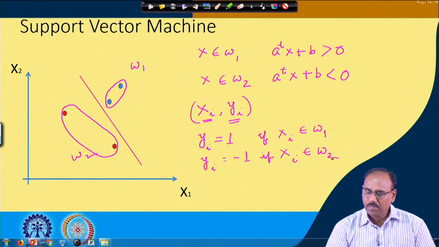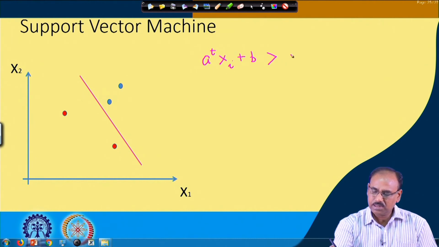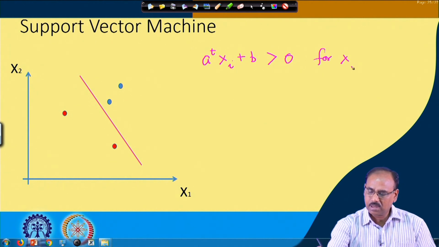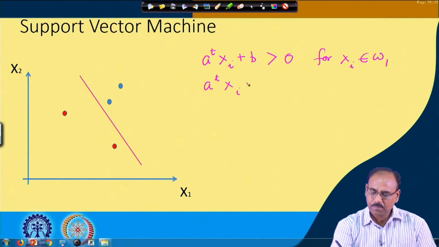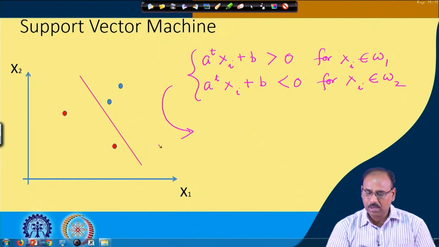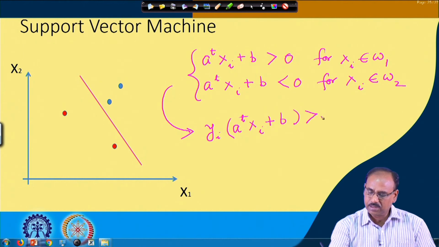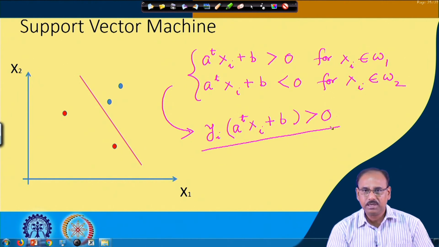So, if I assume this, then you find that both of these conditions, A transpose x_i plus b greater than 0 for x_i taken from class omega 1, and A transpose x_i plus b less than 0 for x_i taken from class omega 2, can be written in a single form, that is y_i times (A transpose x_i plus b) has to be greater than 0. So, this becomes my unified representation.